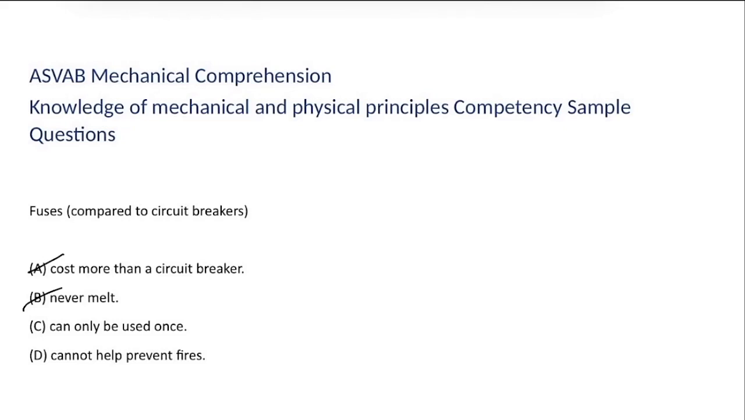Let's take a look at answer D. Answer D says fuses cannot help prevent fires. This is incorrect because both fuses and circuit breakers are designed to interrupt excessive current, reducing the risk of overheating and electrical fires. So we know that the answer is not D. So the correct answer is C, can only be used once.